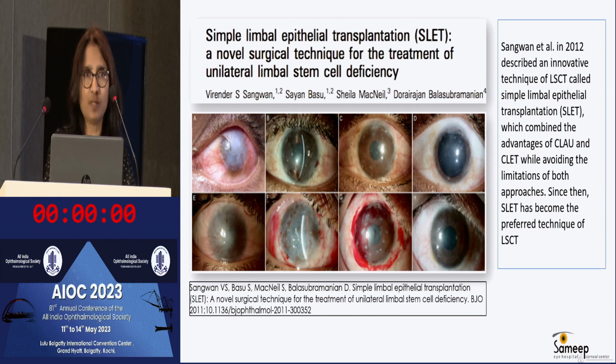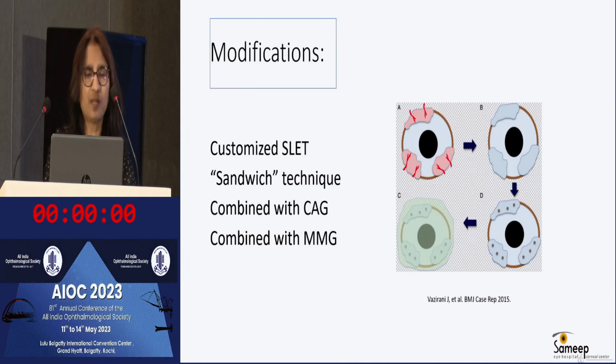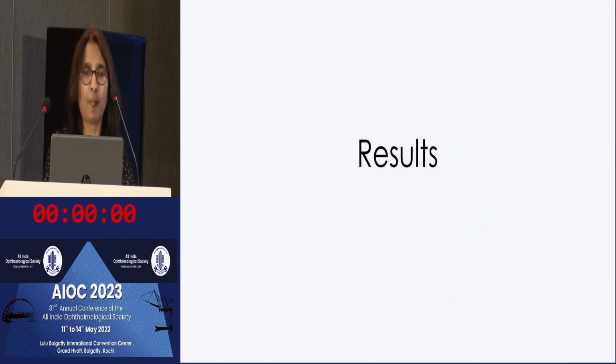Here, a 2 by 1 millimeter limbal tissue is harvested from the donor eye, then cut into pieces and transplanted onto the recipient eye in 8 to 12 pieces, and then it slowly grows over the cornea. Several modifications were popularized, like the customized sandwich technique combined with conjunctival autograft, and combined with MMG when there is a lot of symblepharon formation or a paucity of conjunctiva.